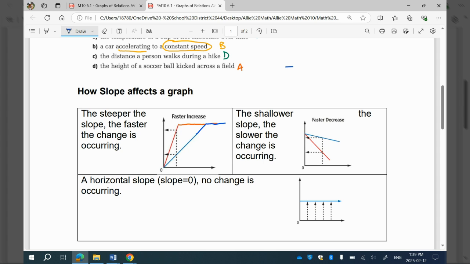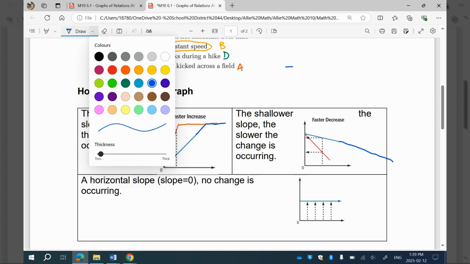And the other one right here, the shallower the slope, the slower the change is occurring. This one, maybe you could imagine again our hot chocolate. So maybe you have it in a thermos, and so it stays hotter longer. Maybe it takes much longer to cool.